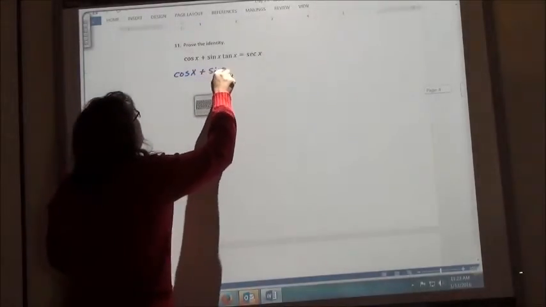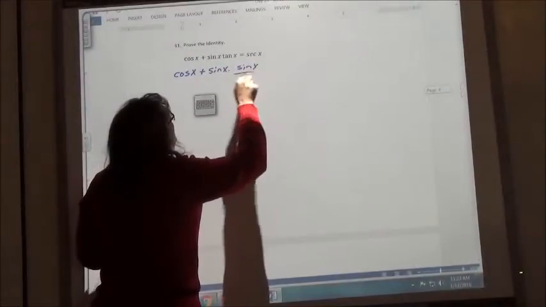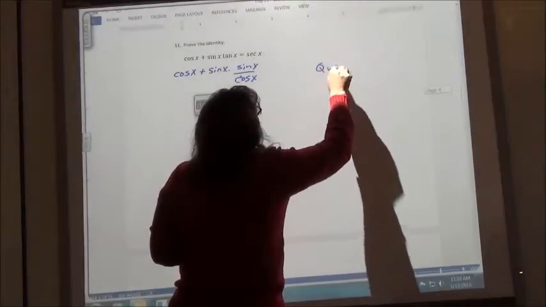Number 11, I'm looking at that, and that one says I want to end up with secant of x. And so I need to try to simplify that. And I think I'm going to start out looking at that one, since I have two things here, by changing my tangent using one of my quotient ones, because I like to try to get things in terms of sine and cosine. So I'm going to have the cosine of x plus the sine of x times, and in place of tangent, I'm going to have the sine of x over the cosine of x. That is my quotient identity.